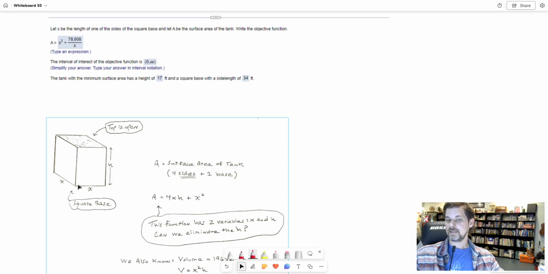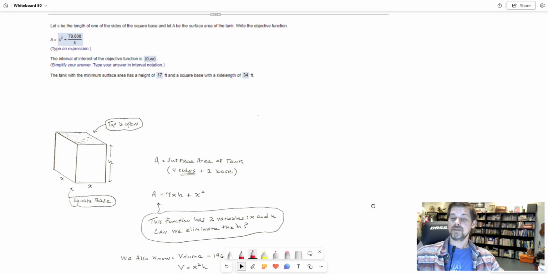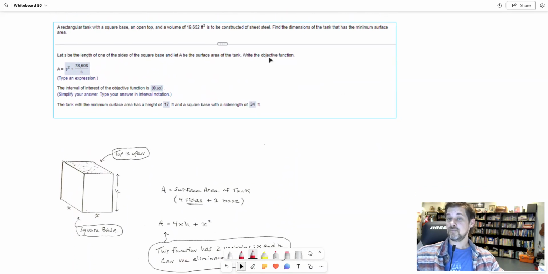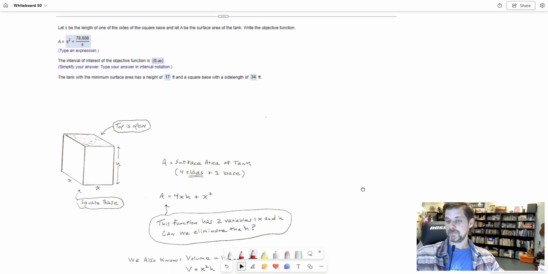What about the base? There's a bottom for this box or tank. Well, it's a square, and the area of that is x times x, or x squared. Okay, so there I have a function that tells me the surface area of the tank. That's good because that's what I want to minimize, all right?